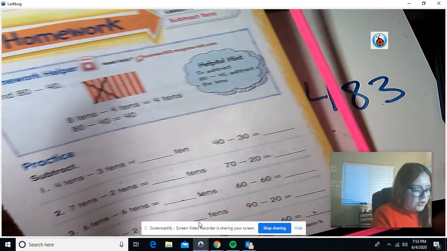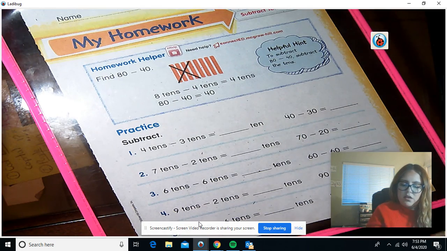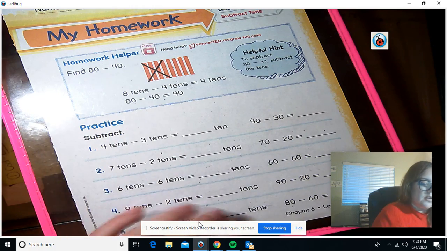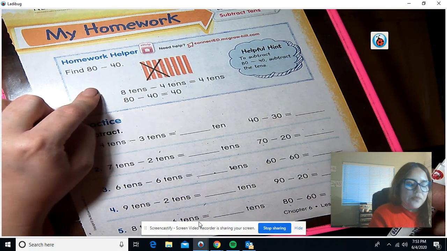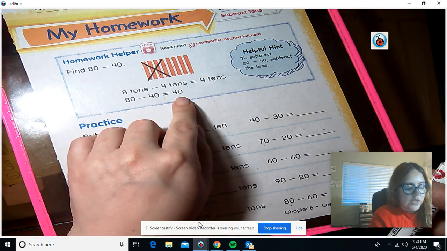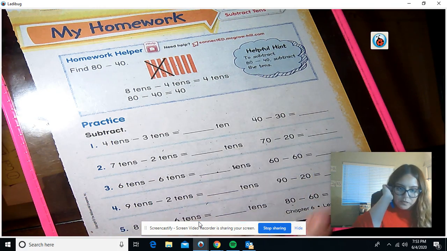Actually, no, I want to show you how to do it. So I'm going to do it on the paper too. I want a model for you. So I'll do it on the paper too, except I'm going to have my dry erase pocket. And this is the one that we just did on the whiteboard. So that's the problem. 80 minus 40 equals 40. 8 tens minus 4 tens equals 4 tens.